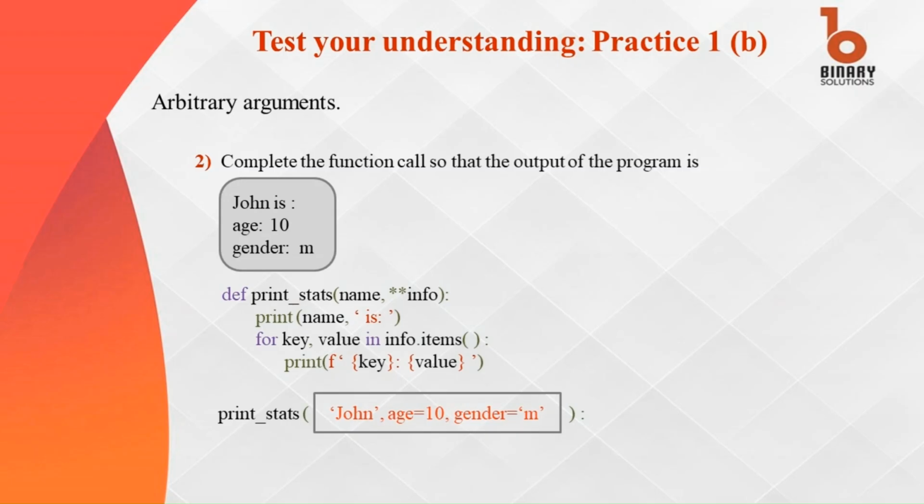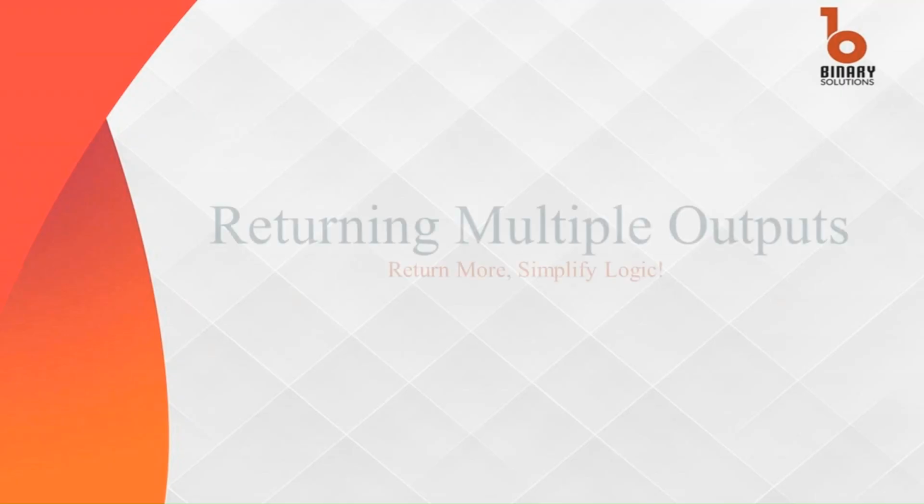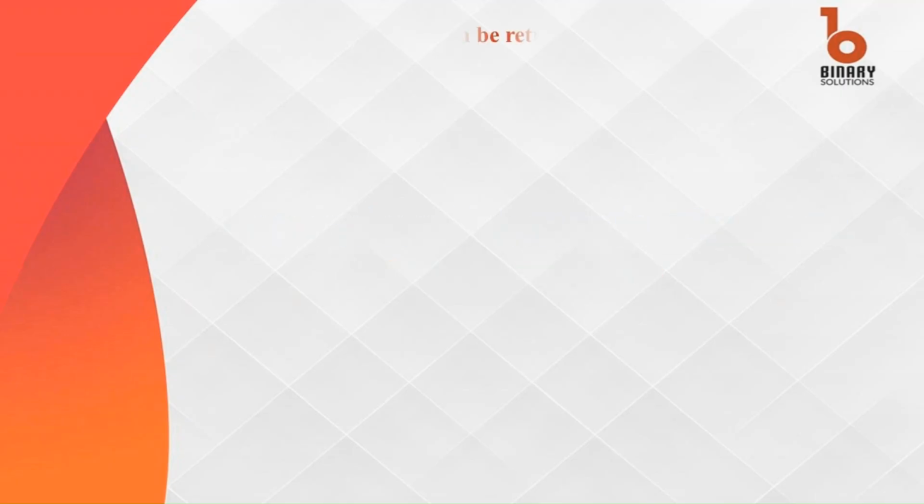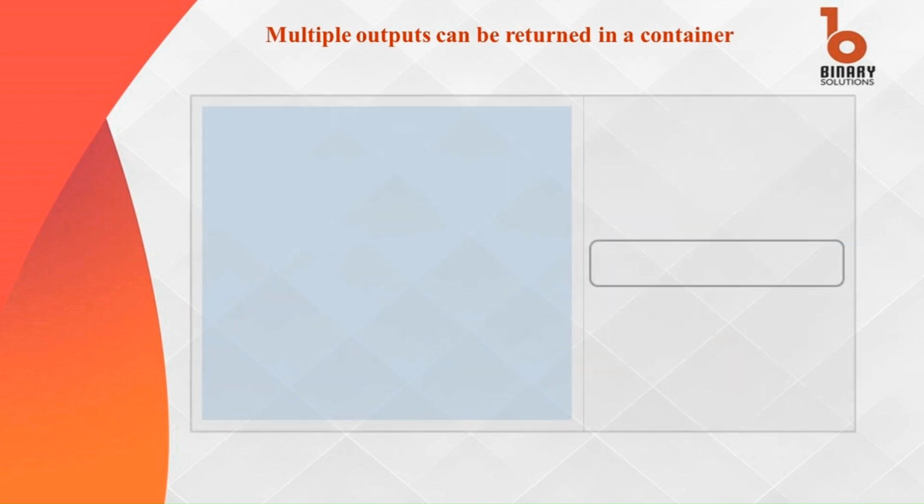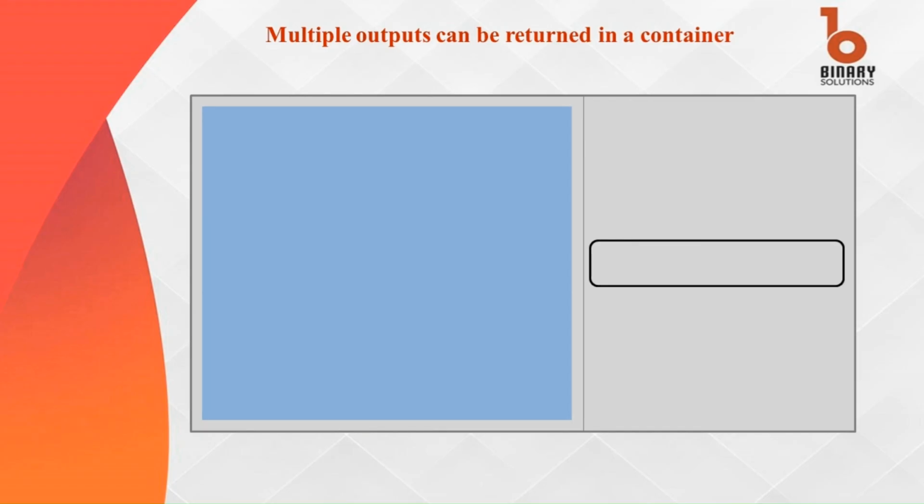Next, we discuss the concept of returning multiple outputs. In Python, functions are designed to return only a single value. However, sometimes you may need to return multiple values. A common solution is to group these values into a single container, such as a tuple, and return it.